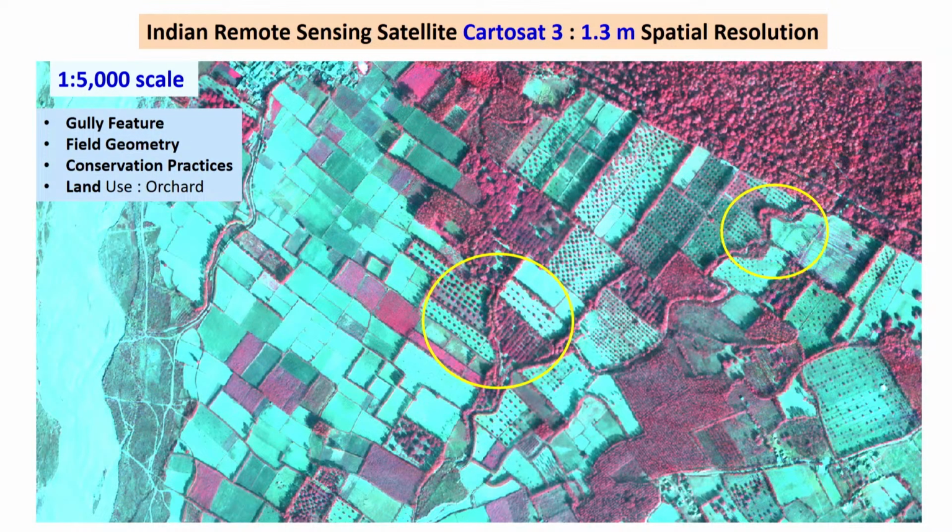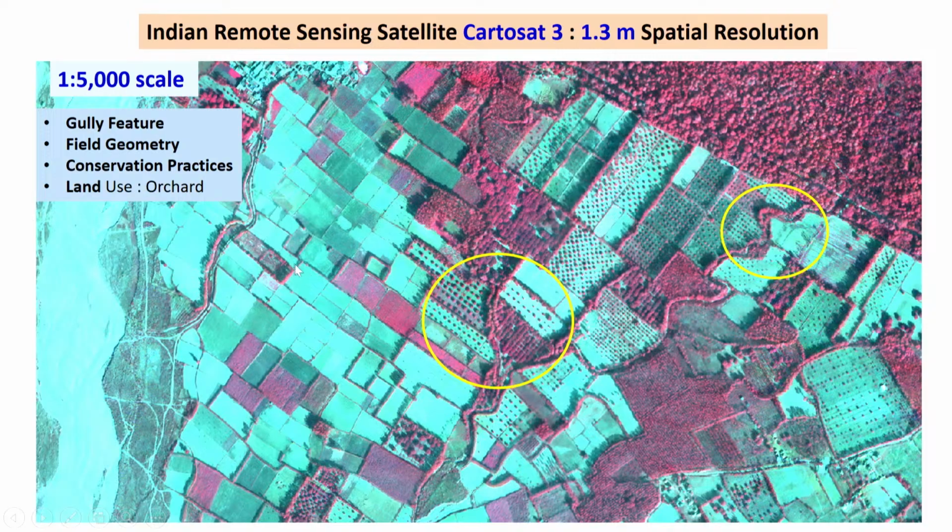You see the 1 meter resolution Cartosat 3 satellite data. What details are you getting here? These are the fallow land where there is no crop. But here you can see, in a regular fashion, these are orchards, mango orchards. You can clearly see even the field boundary bunds having vegetation like poplar or eucalyptus plantation, that also you can see.